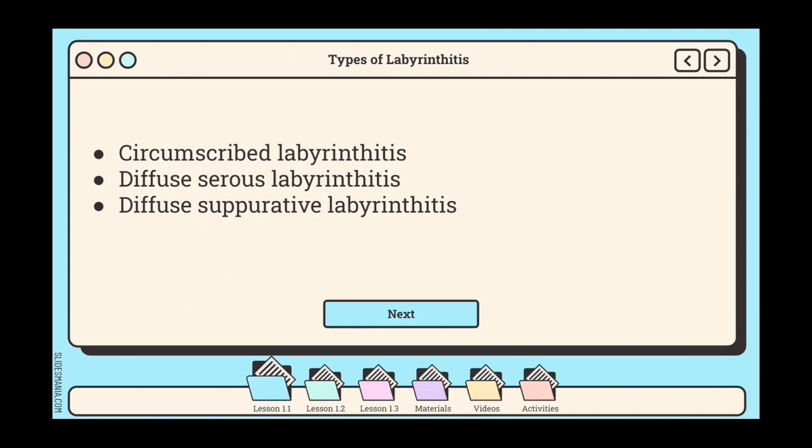Labyrinthitis is an inflammatory disorder of the inner ear. Inflammation of the perilymphatic spaces will eventually result in secondary changes within the membranous labyrinth. There are three types of labyrinthitis. First is circumscribed labyrinthitis, second is diffuse serous labyrinthitis, and finally diffuse suppurative labyrinthitis.